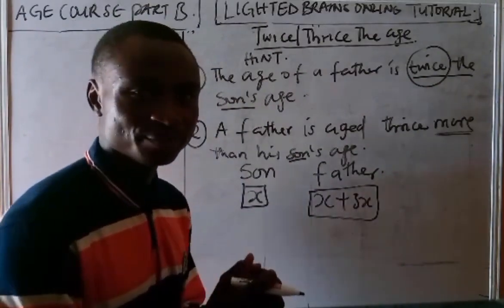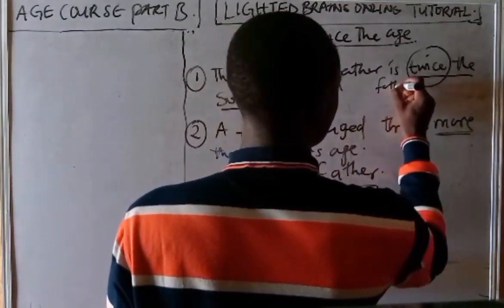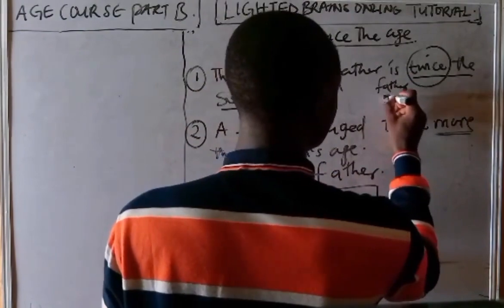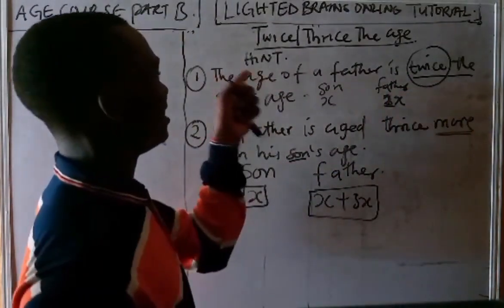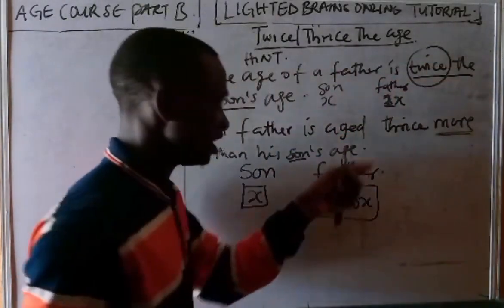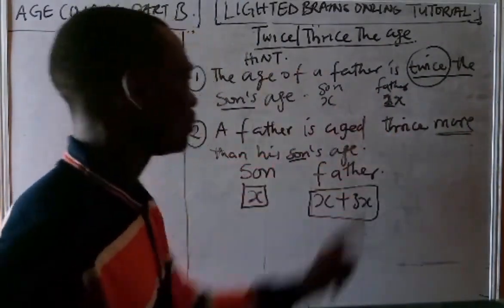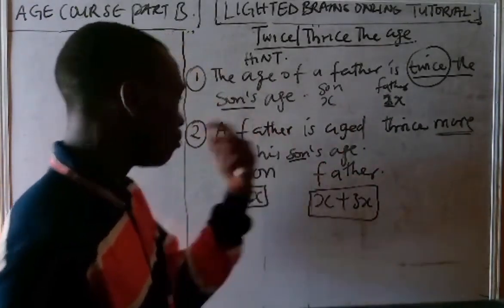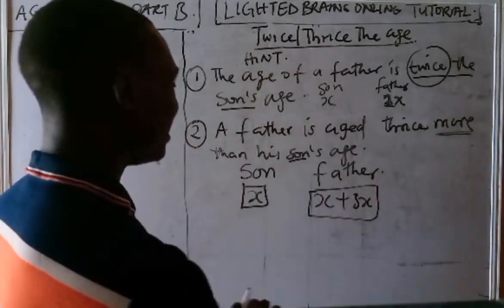I believe you get the meaning of this statement, let me bring it here. Father, this is what, X, this is what, 3X. Sorry, 2X. Do you understand now? They said the age of the father is twice the son's age. That is this one. Why this one is a father is aged 3 times, or you can use 2 times, or you can say twice or thrice more than his son's age. Do you understand now? So that is that, guys.